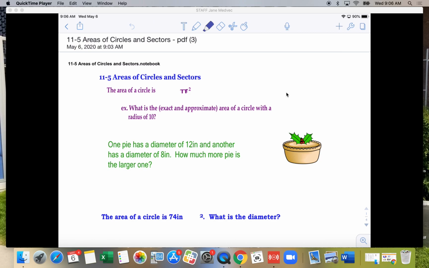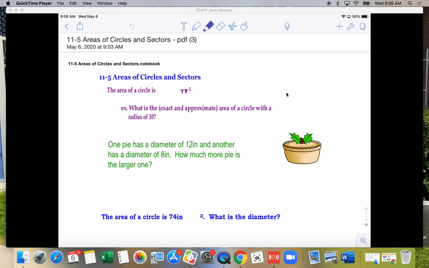Today what we'll be doing is looking at Chapter 11, Section 5. This section primarily deals with areas of circles and sectors. We have done a little bit with circles in the past, but now we're going to get a little bit deeper into sectors.